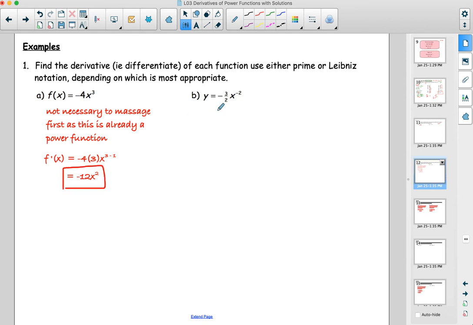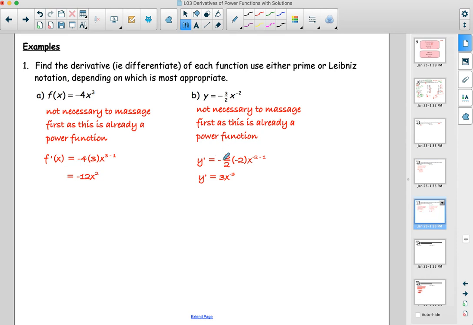All right, we'll move on to the second one. Again, I want you to look at that. Do we need to massage first? No, this is a power function. The exponent now is an integer. It's a negative integer, but remember the power rule still applies. So we can bring that exponent out in front, times x to the, and then we can take 1 away from the exponent. That's going to look like this. Y prime is negative 3 halves times negative 2 times x to the negative 2 minus 1. This is positive 6 over 2, which is 3. Negative 2 minus 1 is negative 3. So if this is y, its derivative is 3x to the negative 3.